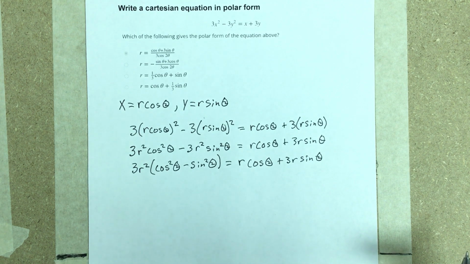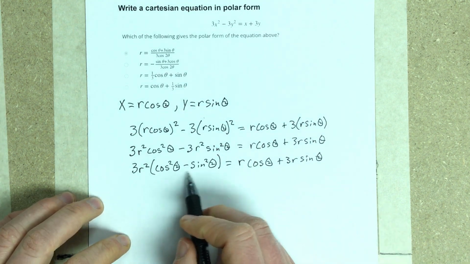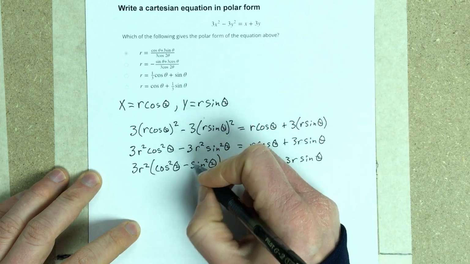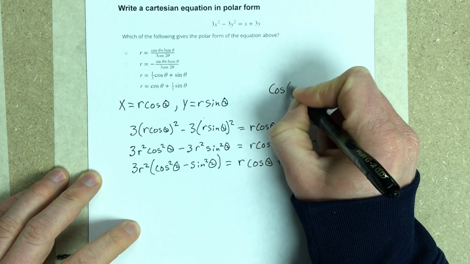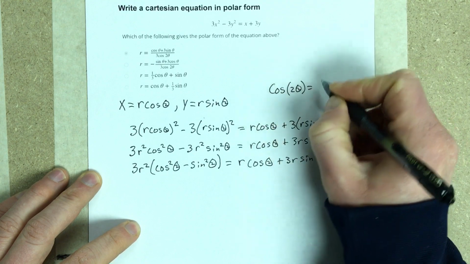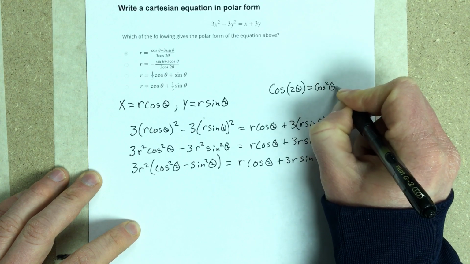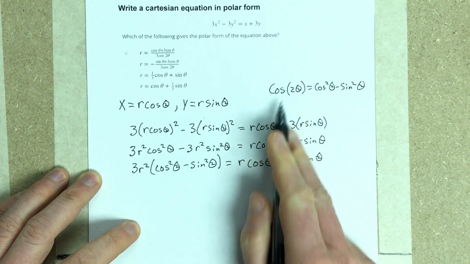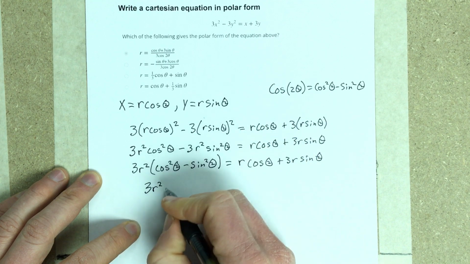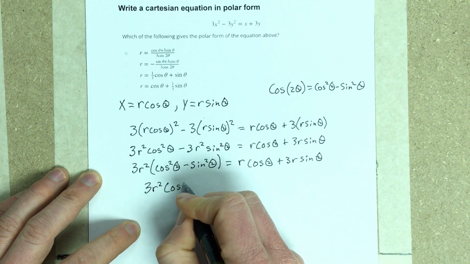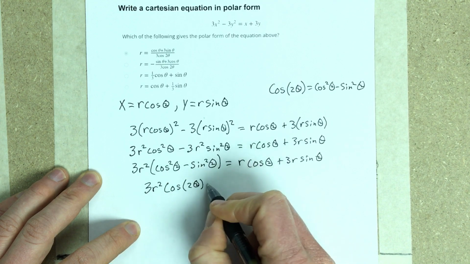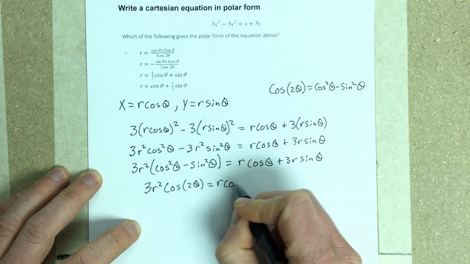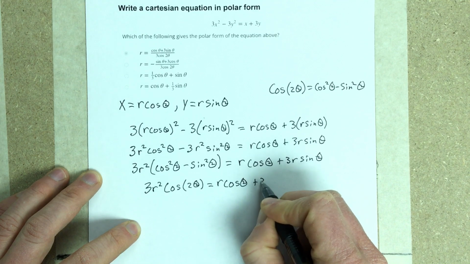And then I'm going to look and say, okay, I know that cosine squared theta minus sine squared theta is actually equal to a double angle formula. That's cosine 2 theta is equal to cosine squared theta minus sine squared theta. So I can do the substitution here for cosine 2 theta. So I get 3r squared cosine 2 theta is equal to r cosine theta plus 3r sine theta.